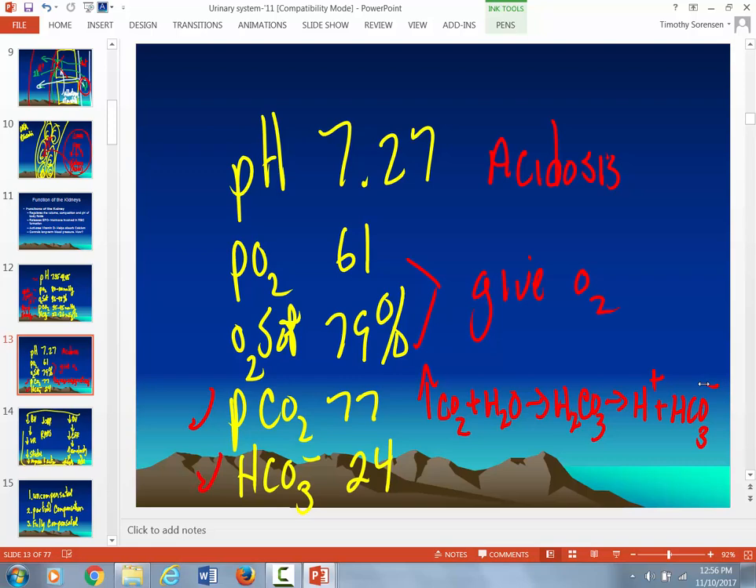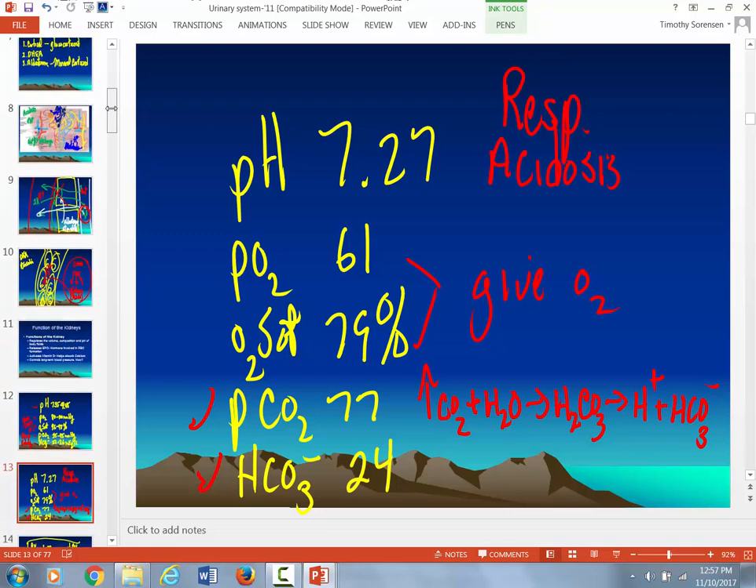So what's causing this acidosis? This is a respiratory acidosis. Do you see this? What's the only system that can compensate for a respiratory acidosis? The kidneys. And we just got done covering that.